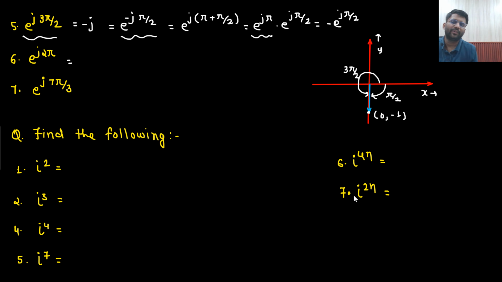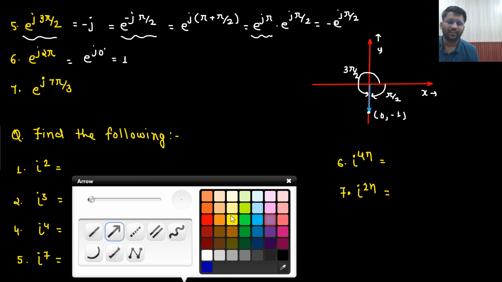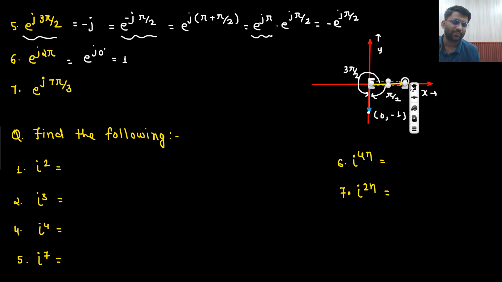Similarly, what do you think? What is the value of e to the power j 2 pi? The angle made with the positive x-axis in the anti-clockwise direction is 2 pi. Where will you reach? It is equivalent to, sir, e to the power j 0 degree only. That is nothing but 1 only. What is the meaning of 2 pi? 2 pi means 360 degree. So where will you reach? Sir, I will reach at this point again, right? So what will be this coordinate? That would be 1 comma 0. So it is nothing but 1 plus 0 iota, which will be 1 only.